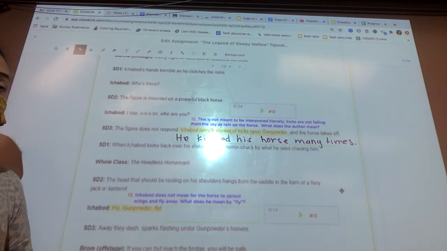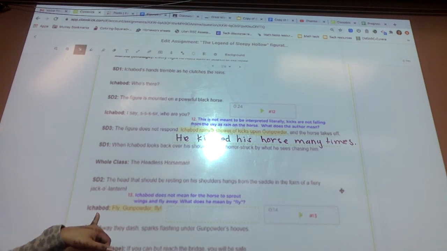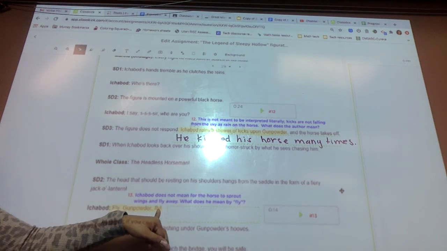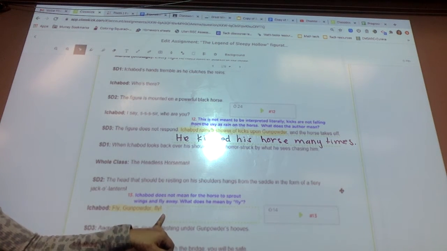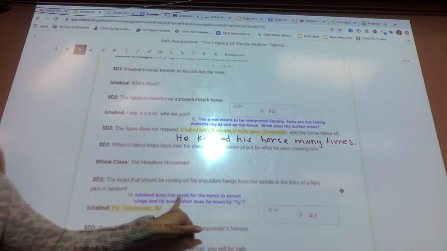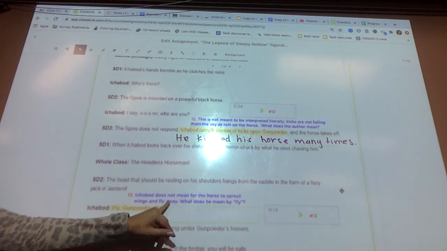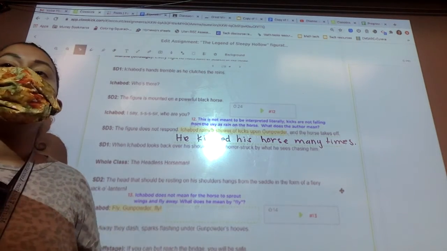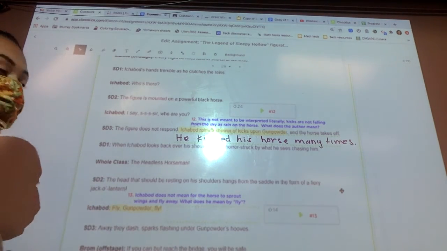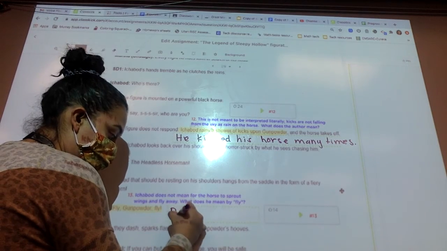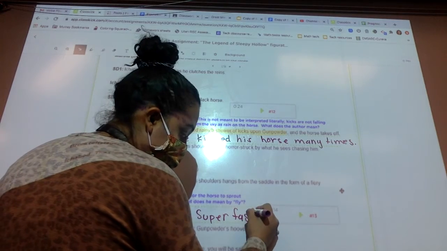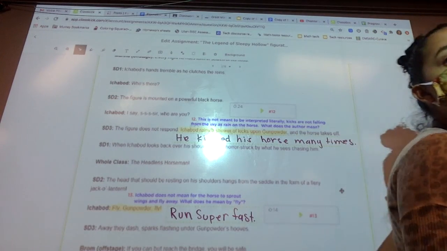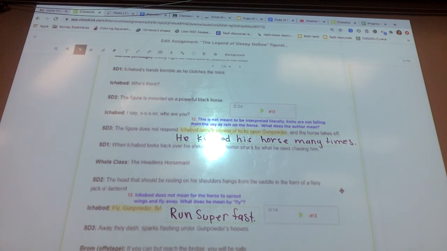Okay, next one. Ichabod: Fly, Gunpowder, fly. So this is his horse, right? Fly, my horse, fly. Go faster. Ichabod does not mean for the horse to sprout wings and fly away. What does he mean by fly? Run faster. Go faster. Run super fast, right? Okay, so run super fast like your life depends on it. Because his life does depend on it.